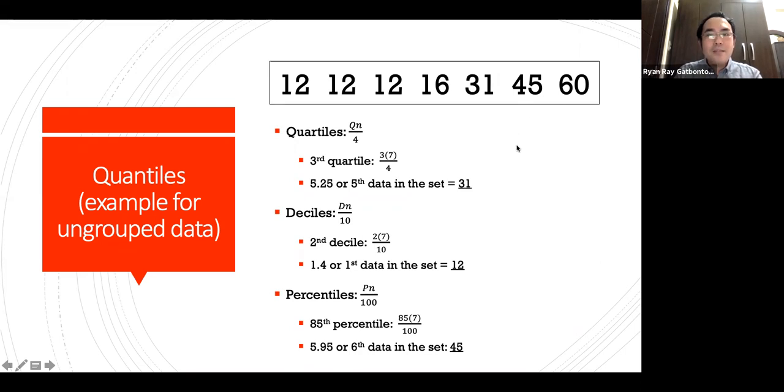Just make sure that when you get the quartiles, deciles, and percentiles, you always first arrange your data set in an array like this one. You have to arrange it first, in either descending or ascending order. For me, I prefer that we arrange our data in increasing order, before we determine the quartile, the decile, and the percentile.